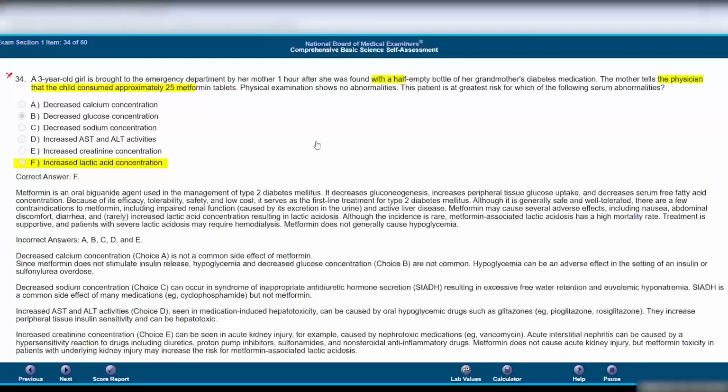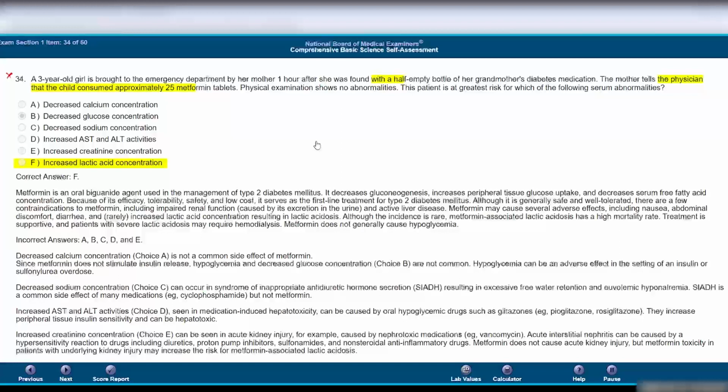A 3-year-old girl is brought to the emergency department by her mother 1 hour after she was found with a half-empty bottle of her grandmother's diabetes medication. The mother tells the physician that the child consumed approximately 25 metformin tablets. Physical examination shows no abnormalities. This patient is at greatest risk for which of the following serum abnormalities?